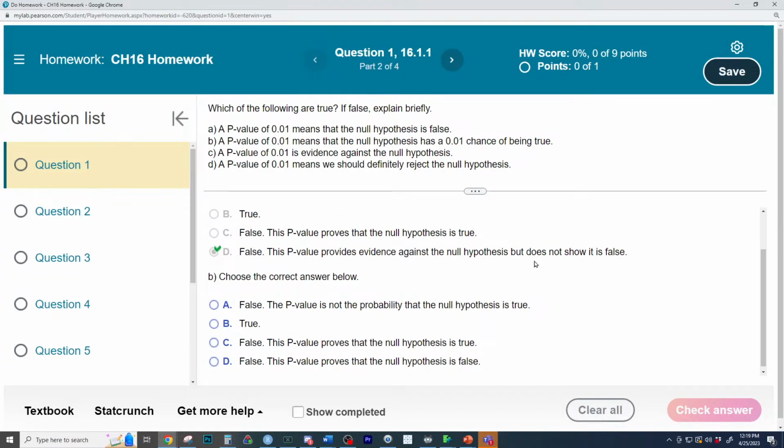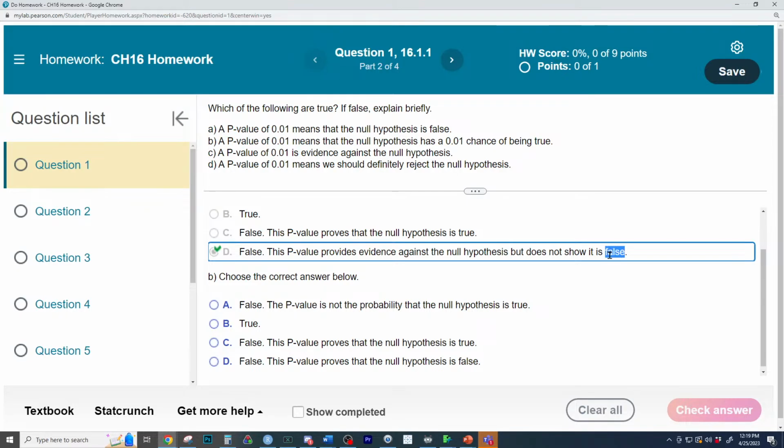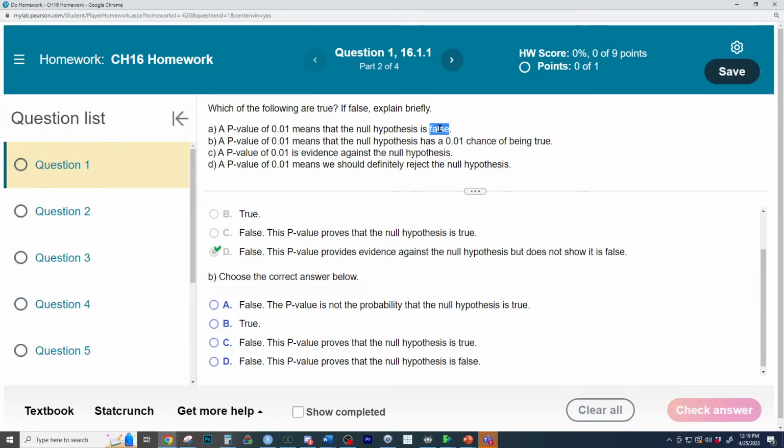The null could be true. Whether the null is true or false is not, it just is. That's a fact of the world. The null is not proven false. We do not know the null is false. We just have evidence to reject it.